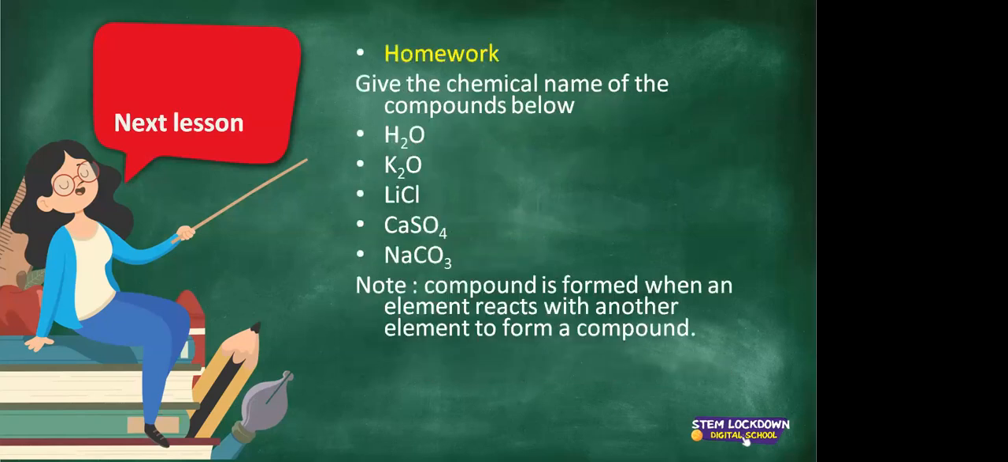And then we also have this, preparing for the next lesson, grade 9. Give the chemical name of the compounds below: H2O, K2O, LiCl, CaSO4, NaCO3. Note, a compound is formed when an element reacts with another element.